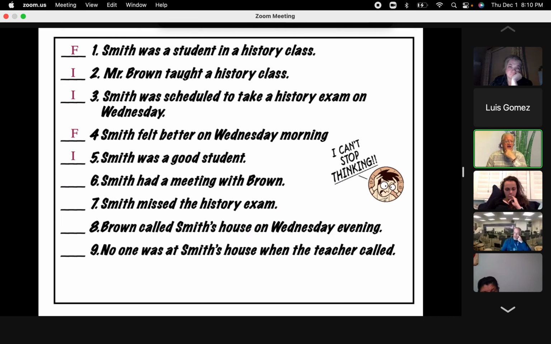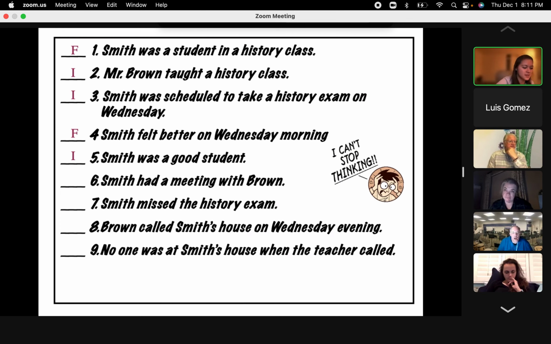Now, how many would say it's a fact that Smith had a meeting with Brown? How many would say that's a fact? Okay, Kelly, why do you think that's an inference? You're saying, oh, Michael, you think it's a fact? Okay, what gives you that idea? Because it says, at a meeting in Brown's office later on Wednesday, Smith said he felt well enough to take the test. Okay, and Kelly, what do you think? So it says it's in Brown's office, but it doesn't say it was with Brown. Okay, it could have been with Mr. Green, right?